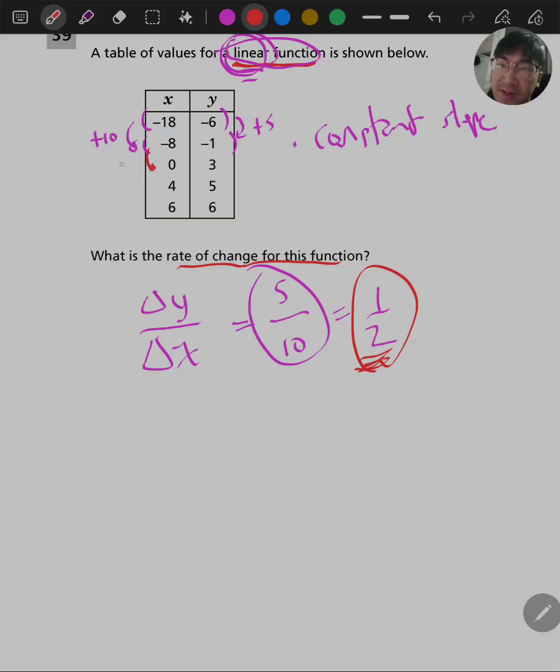Negative 8 to 0, that's going to be plus 8. And this thing better be plus 4. It is, right? Because that's the same thing as saying a half, right? And then look, this is plus 4. Then this better be plus 2, right? It is. So it's 2 over 4. That's good. And yeah, you could do the same thing here.